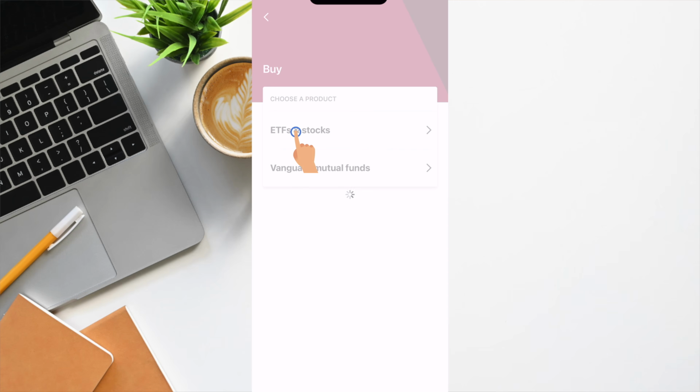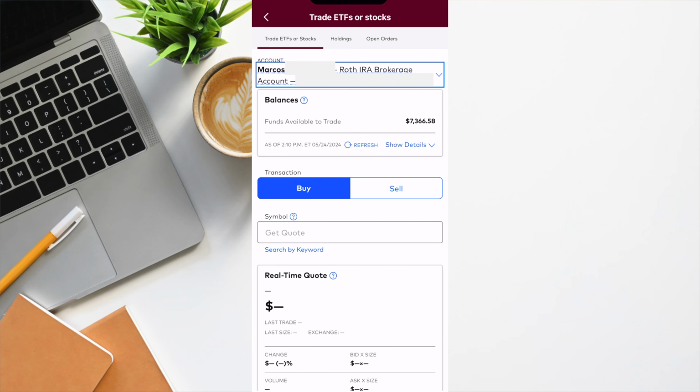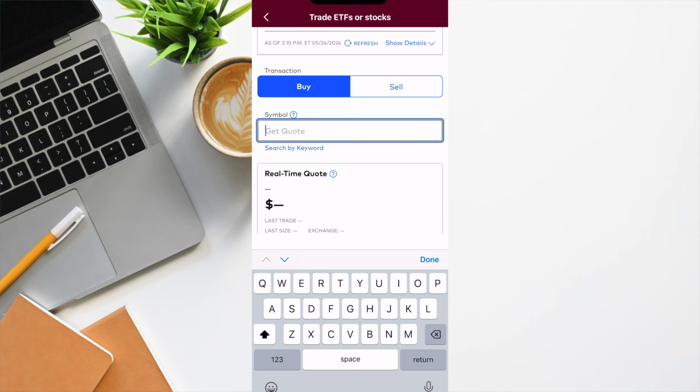Then I'll click on ETFs or stocks. Then I'll select my investing account. In this case, I'll do my Roth IRA. As you can see, I already transferred money into this account from my bank account, and then make sure the transaction is a buy transaction and not a sell. On the symbol, this means what's the ETF ticker. In this case, you're going to be typing in VOO because that's the stock that I'm going to buy.